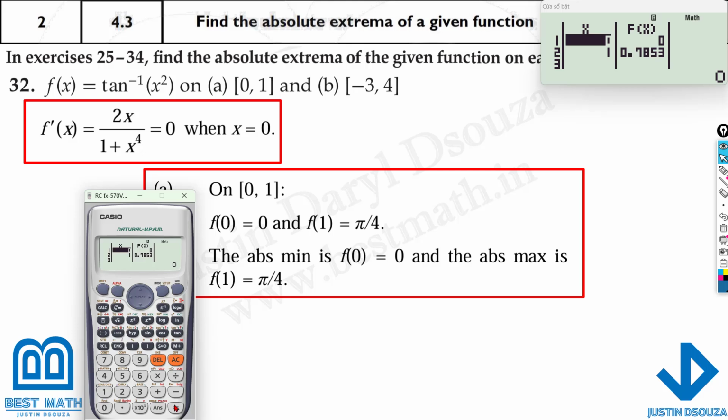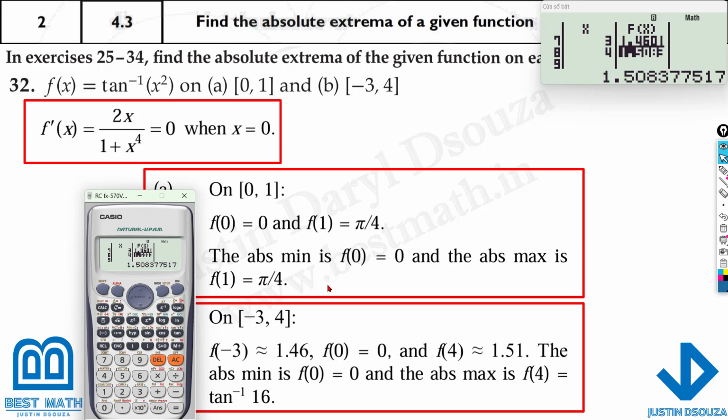What about the next value? So same thing. Let me just press AC. So the same equation is there. And I will start it at minus 3 and I'll end it at 4. And here we go. The answers are there. So the maximum is over here at 4. Absolute maximum is at x value of 4. That is tan inverse 16, or it's given as 1.5083. But the minimum was 0. We got it at 0. So that is the absolute minimum.